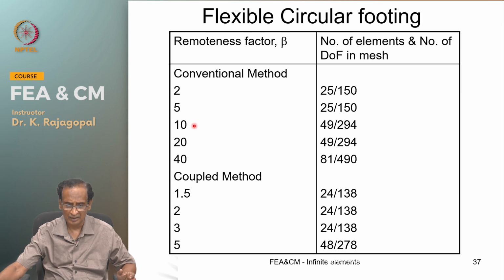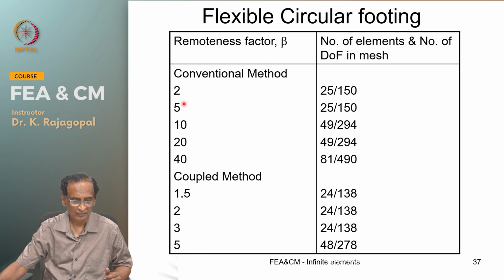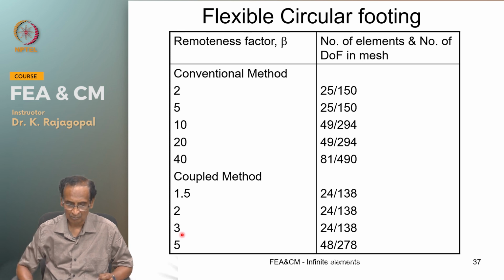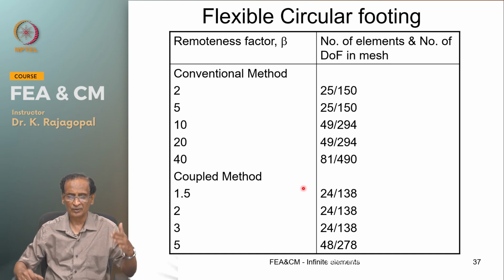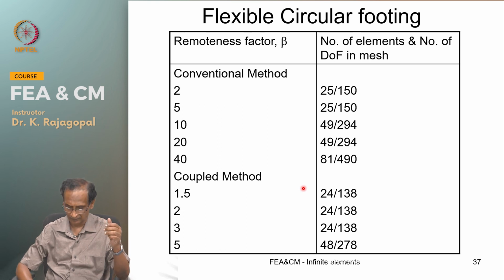The conventional method is with the regular finite elements, where the boundary is placed at 2 times the footing width, 5 times, 40 times, and so on. Then in the coupled methods, 1.5, 2, 3, and so on. And in all the cases, the coupled methods with finite and infinite elements have a much lower number of elements and degrees of freedom.